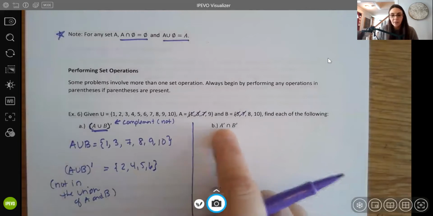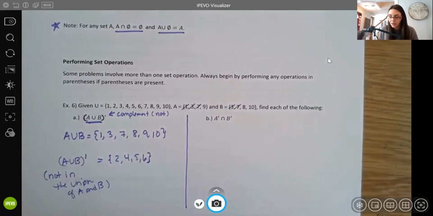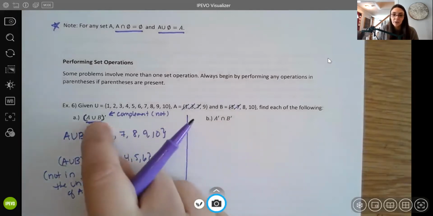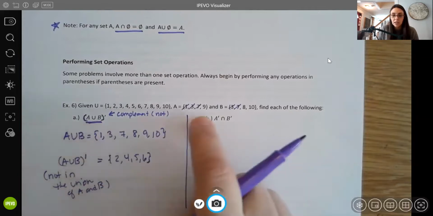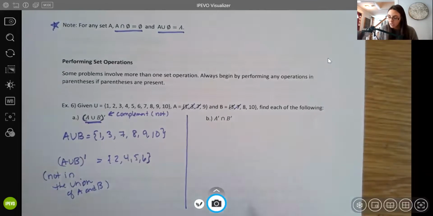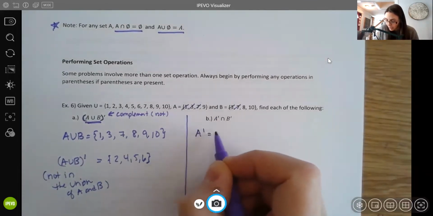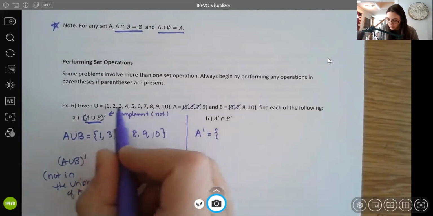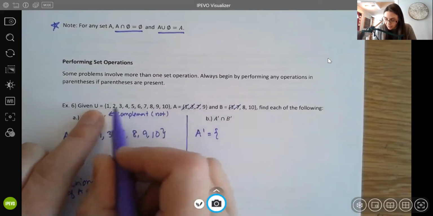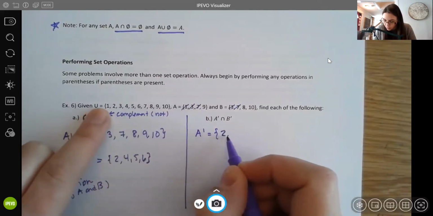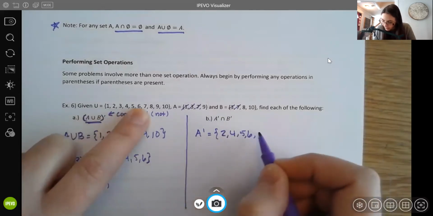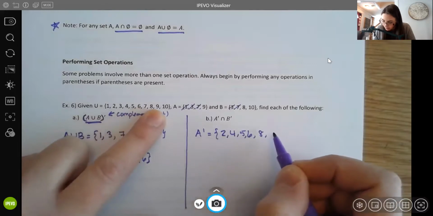Now here I don't have any parentheses, but a good rule of thumb is if you're finding an intersection or union and you have complements as well, again, unless there's parentheses, which tells you to do something specifically first, I would find the complements first and then find the intersection. That's the easiest way to do it. So I'm first going to find what A complement is. So again, I want all the values in U that are not A. So I have a 1, 3, 7, and 9 in A, so I'm going to take those away. So I'm left with 2, 4, 5, 6, let's see, 8, and 10.